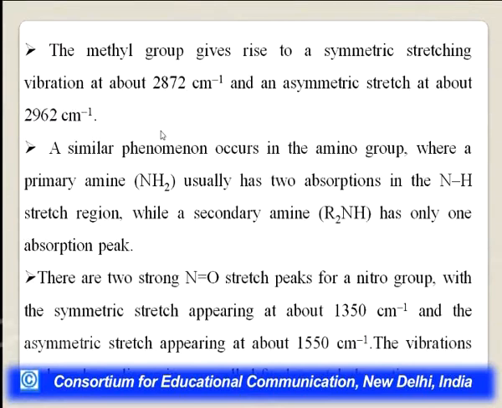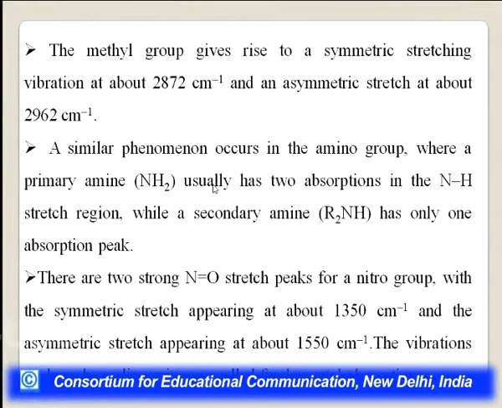We will discuss in detail in the coming slides what an IR spectrum is. A similar phenomenon occurs in the amino group, where a primary amine, that is NH2, usually has two absorptions in the NH stretch region, while a secondary amine, R2NH, has only one absorption peak.